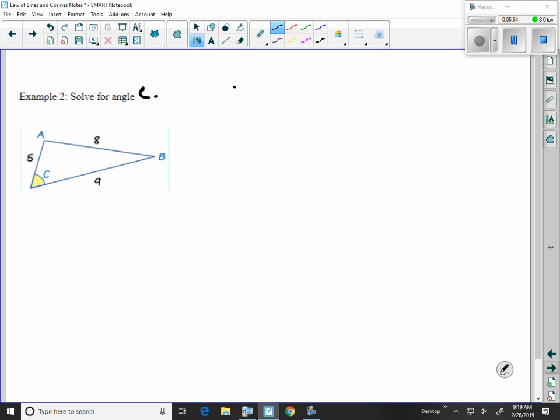So we're going to use the same formula. But this time we need to, oops, sorry, reverse that. This time we need to solve for angle C. We're not solving for the side, we already have side C. We're solving for the angle this time. So if we go ahead and fill everything in, across from C is 8, so that means this should be 8 squared.